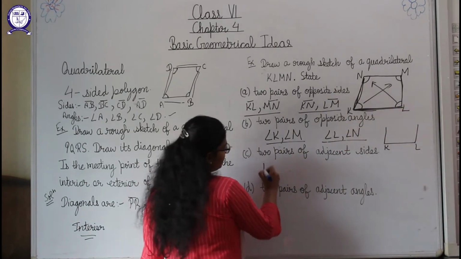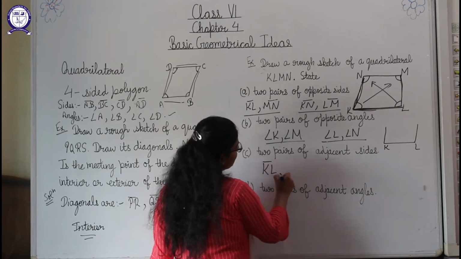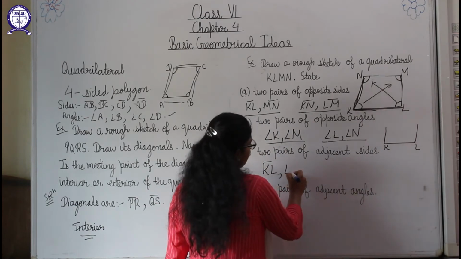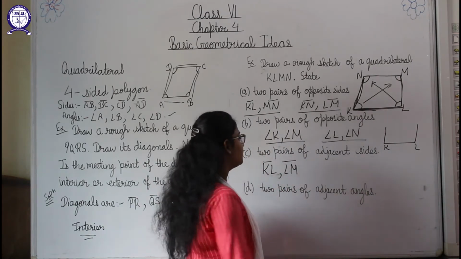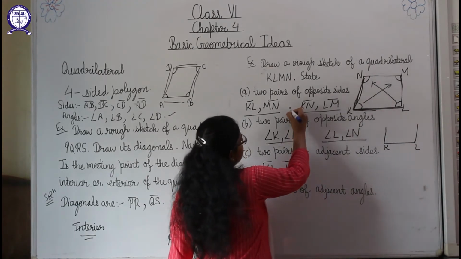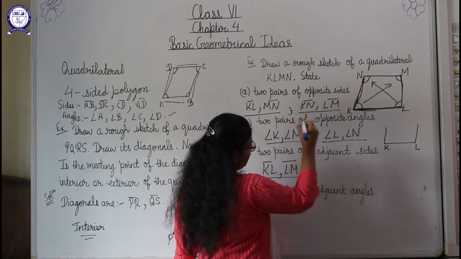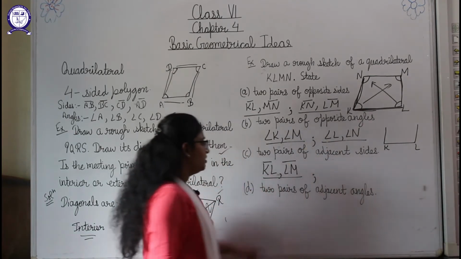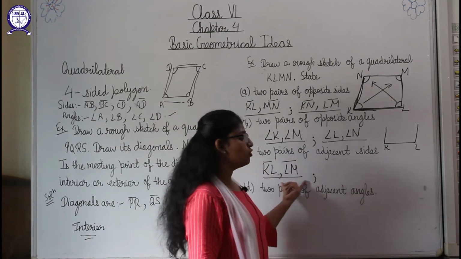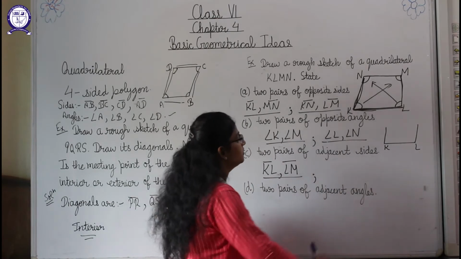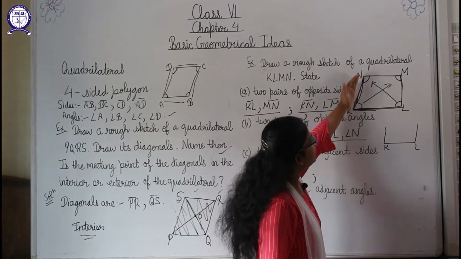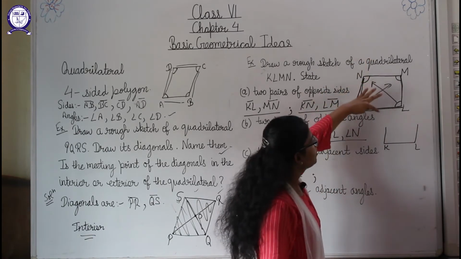Okay, so here KL is one of the sides and its adjacent side, I am taking LM as one of its adjacent sides. Okay, this is one of the pair. Now we have to tell about the next pair. Students, you can differentiate like this. With the comma, these are the pairs, and with the semicolon, the two pairs will be there.